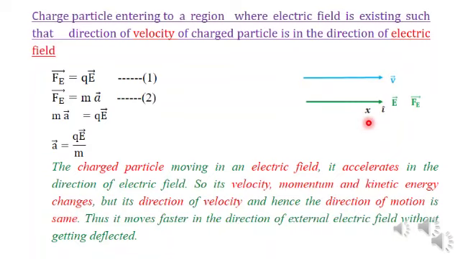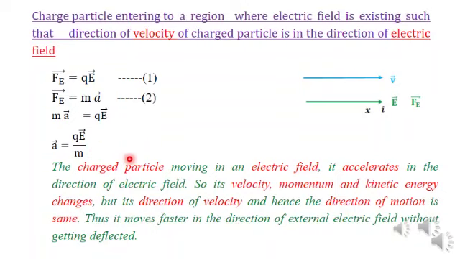Then the electric force on the charged particle, vector F_E equals Q into vector E. But by using Newton's second law, vector F_E equals M into vector A. After comparing equation numbers 1 and 2, Ma equals Q into E, or A equals QE divided by M.